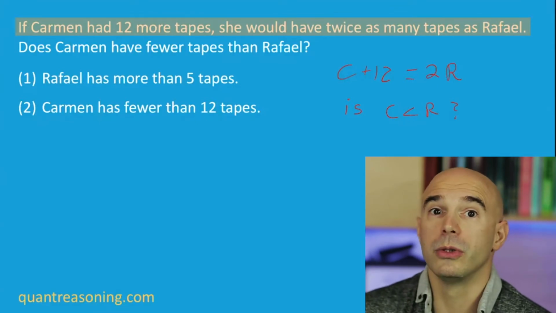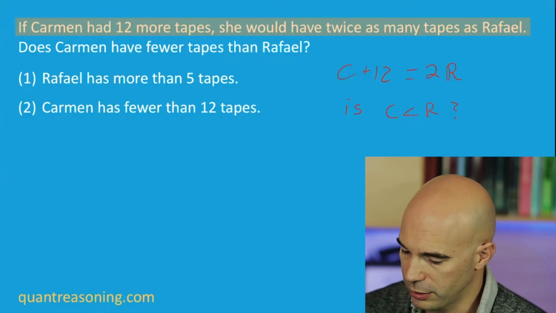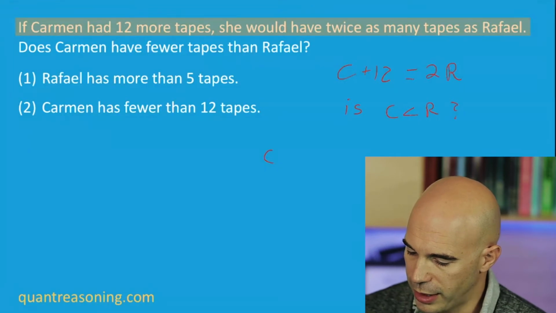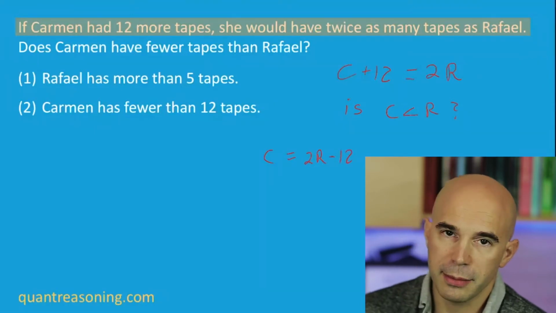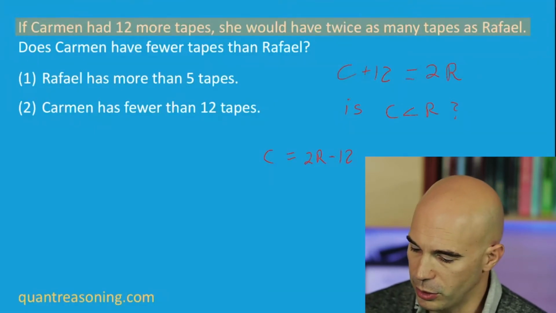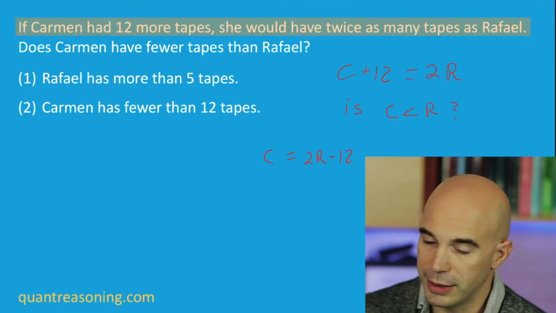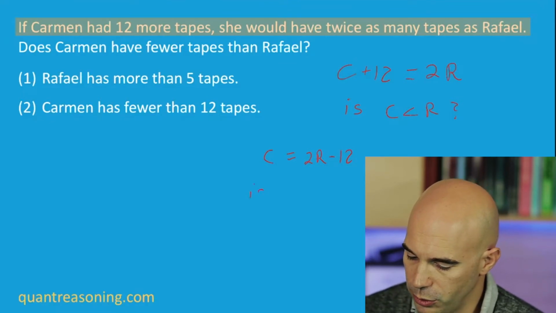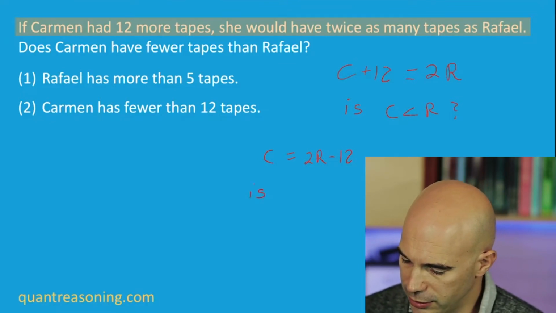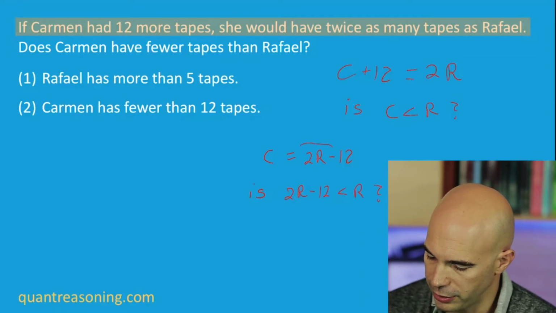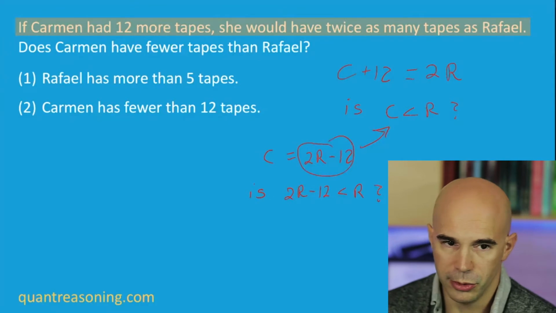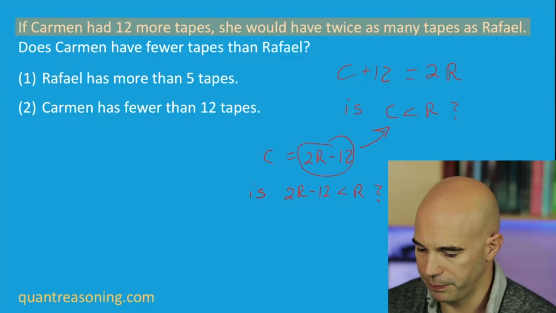Well, there are actually two different ways to do this. So the first way is to isolate C, so we'd subtract 12 from both sides of the free info, and then substitute this into the question stem. The question is C less than R? So the new question now is 2R minus 12 less than R? And so what I did there is I plugged that into C in my question stem.